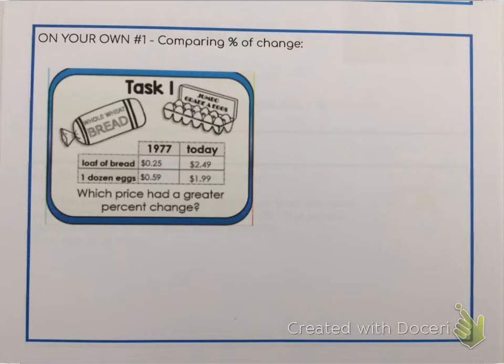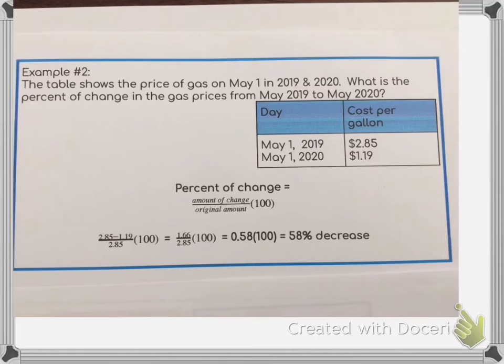Okay, for example number 2, this table shows the price of gas on May 1st in 2019 and then again on May 1st in 2020. What is the percent of change in the gas prices from May of 2019 to May of 2020? So if you look, in 2019, the cost was $2.85, but in 2020, it was $1.19. So this is going to be a decrease because it went from a higher number to a lower number.